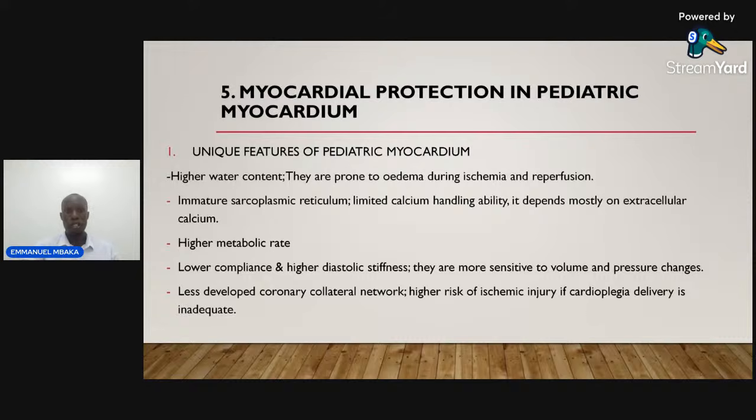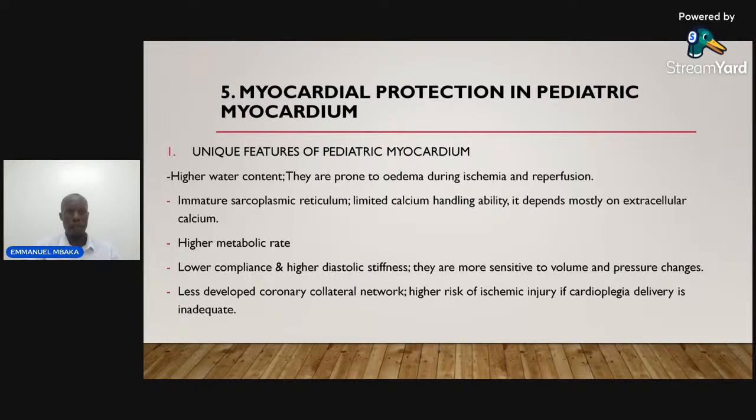Now let's talk about myocardial protection in the pediatric myocardium. It's very important because myocardial protection in pediatric patients requires special consideration, because the pediatric myocardium, especially in neonates and infants, is structurally and metabolically different from the adult heart. These differences influence cardioplegia strategy, dosing, temperature management, and ischemic tolerance.